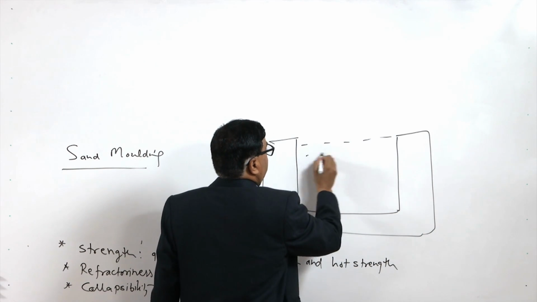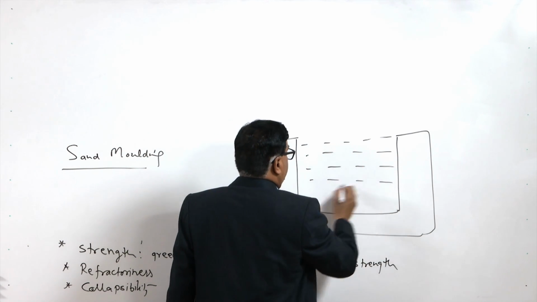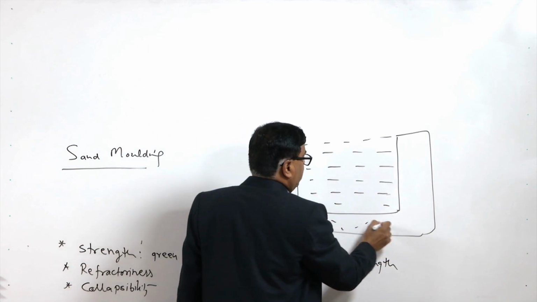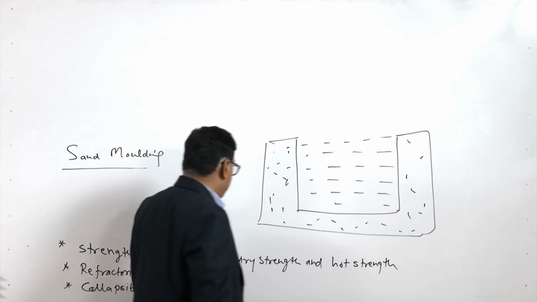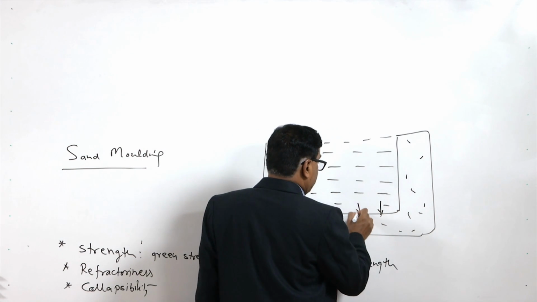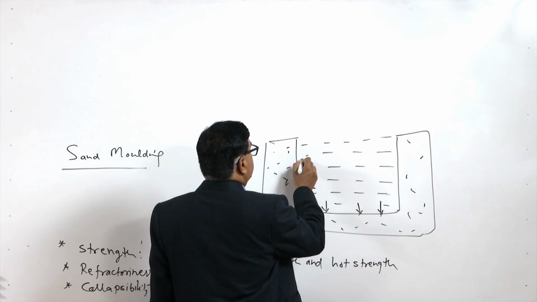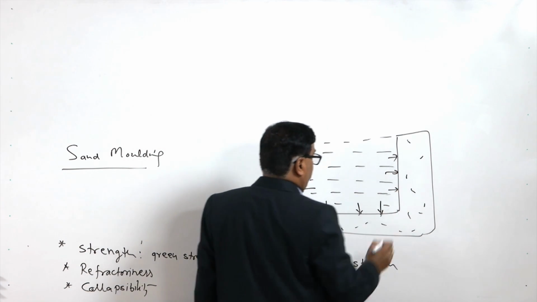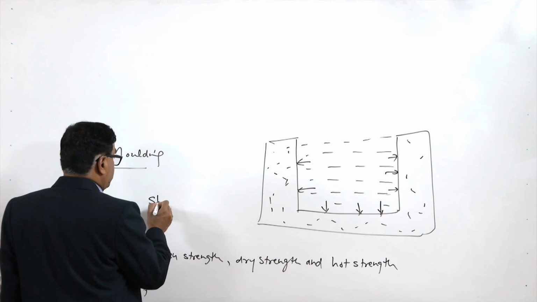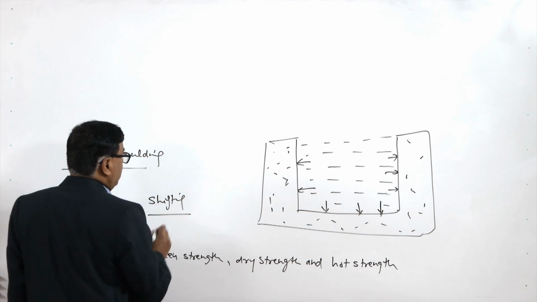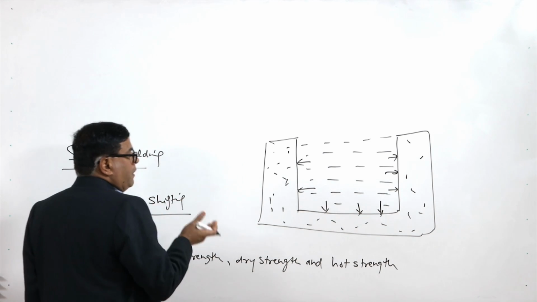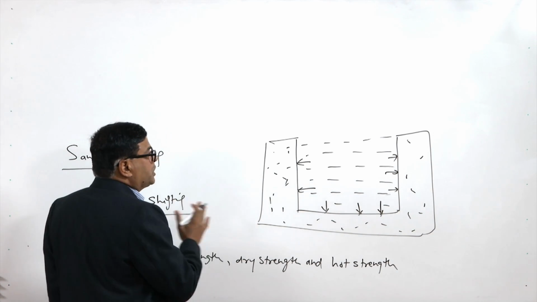So, say this is the molten metal filled in the mold cavity, and these are the walls of the sand mold. If the walls of the sand mold are not of the requisite strength, then they will not be able to sustain this metallostatic pressure which will be acting on the mold walls, and under such conditions there can be shifting of the mold walls, or you can say there is a change in position of the mold walls.